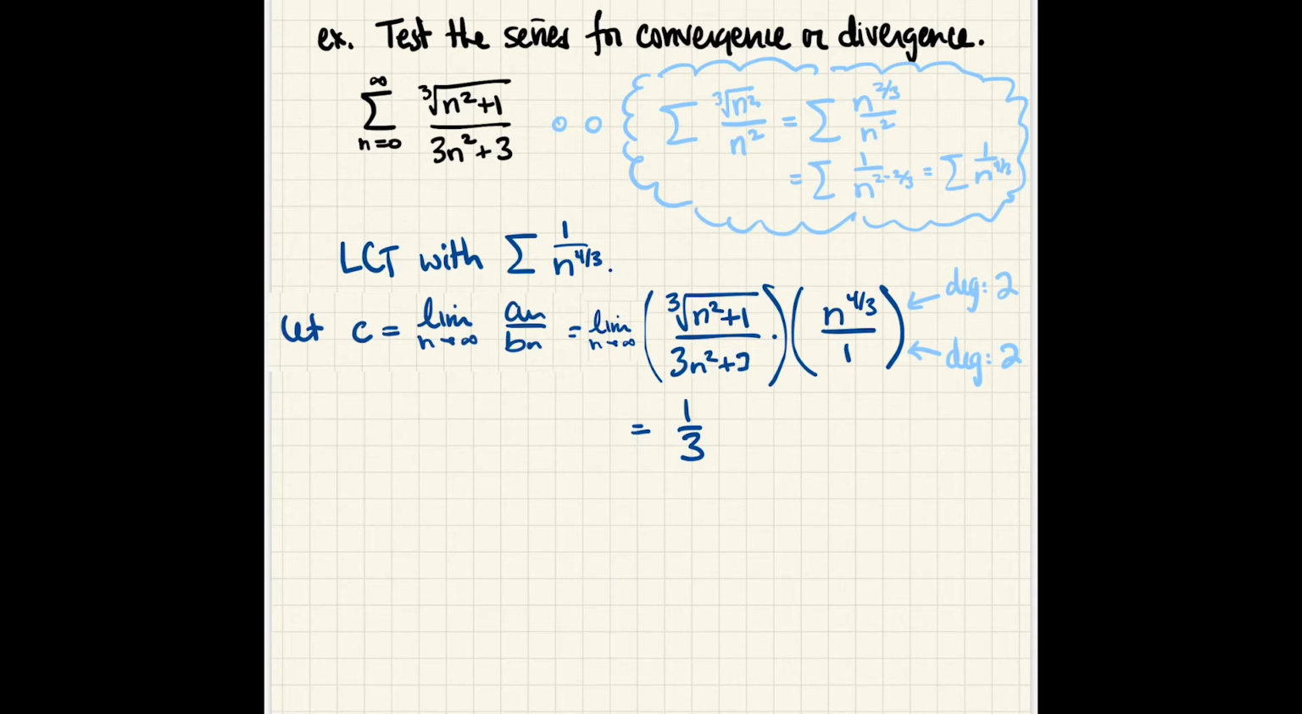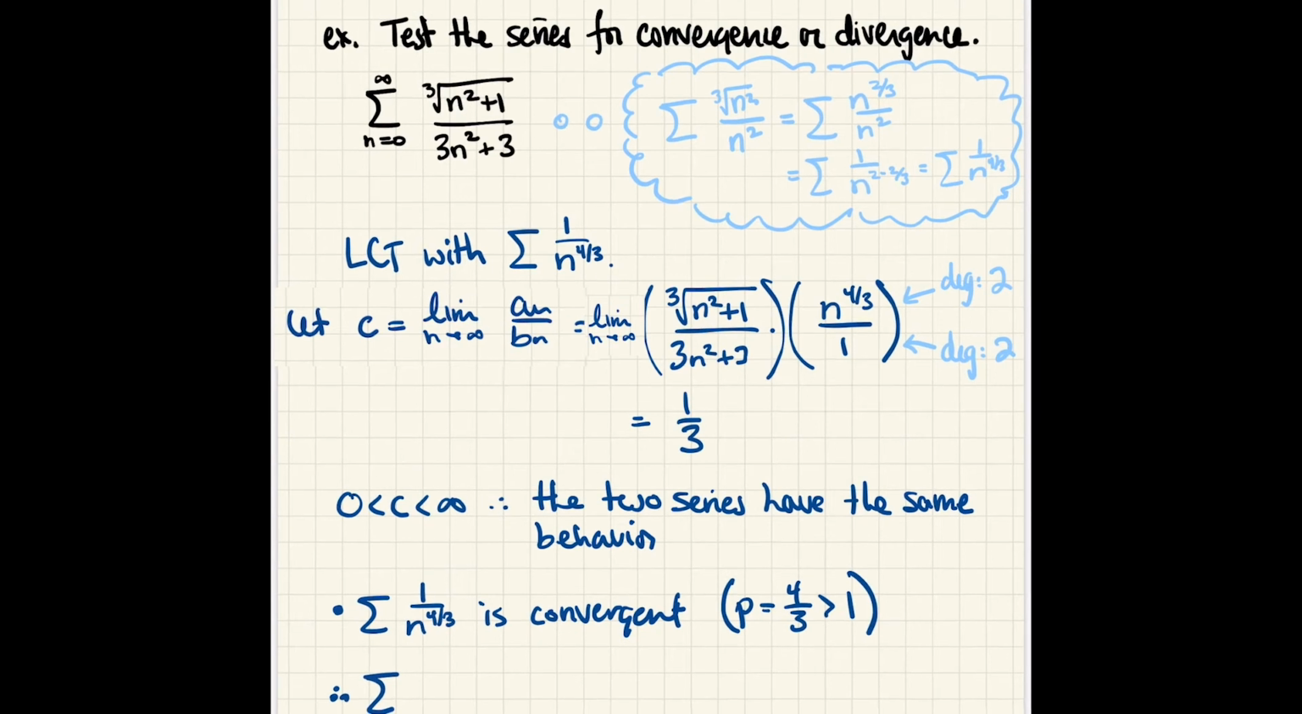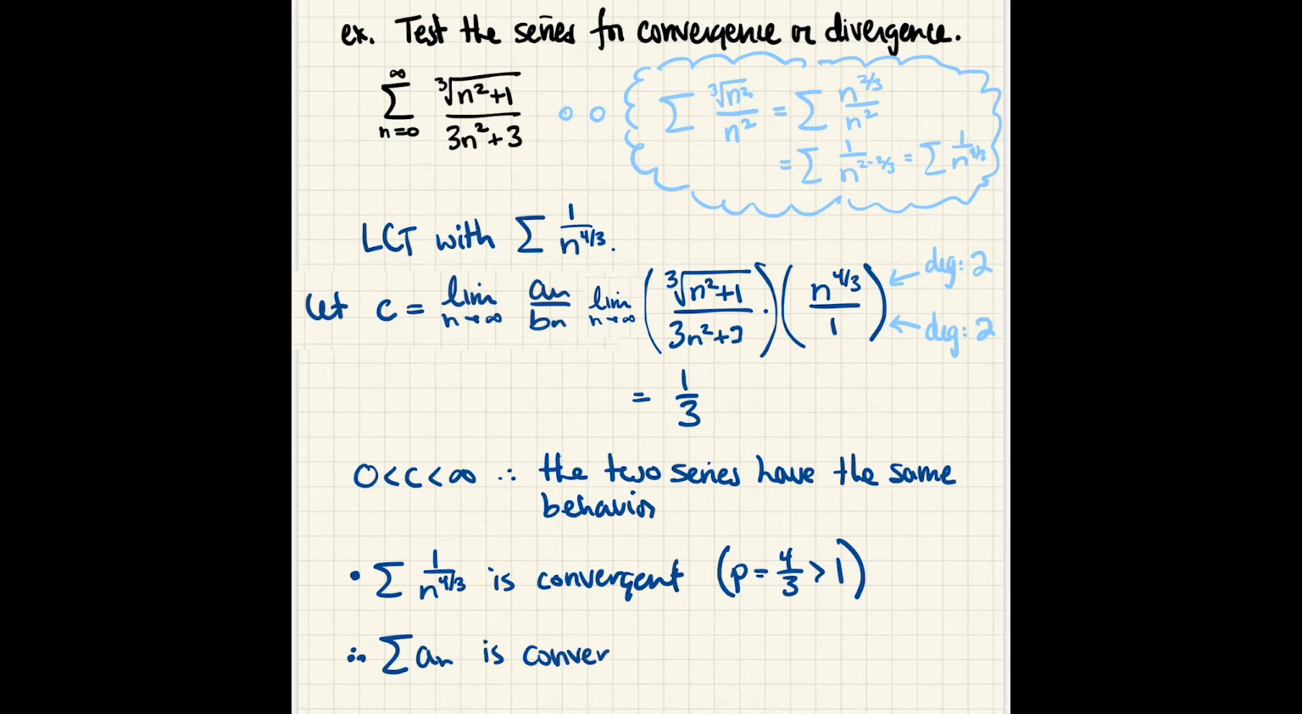If we had kept the 3 up here and had that 3 tracking all the way down, we would have had a 3 here, and the ratio at that point would be 3 over 3, which comes out to 1. So it doesn't matter, the conclusion would still be the same, which is that C is a finite positive number, so greater than 0, less than infinity. And of course this is convergent because 4/3 is greater than 1. So our conclusion is that sigma an is convergent. Okay, very good.